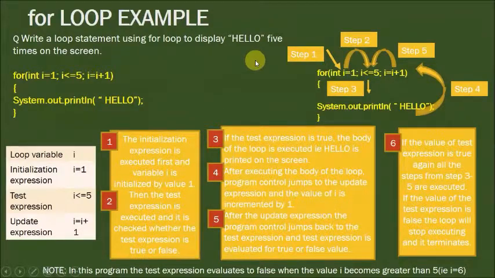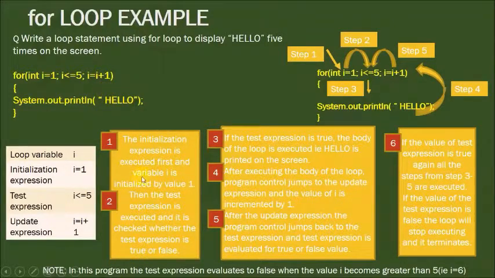Now again we will take the same example. The program is to write a for loop statement to display hello 5 times on the screen. Let us check each and every component of this program. Here the loop variable is i. The initialization expression is i = 1. The test expression is i <= 5. And the update expression is i = i + 1.